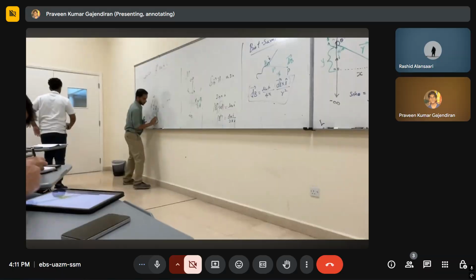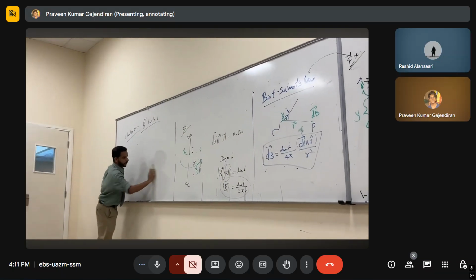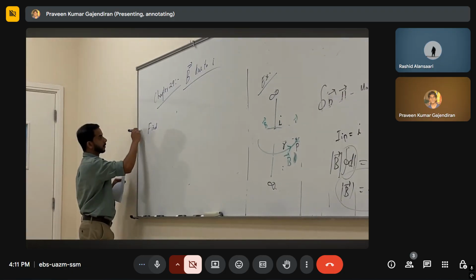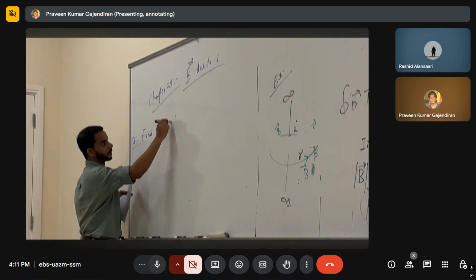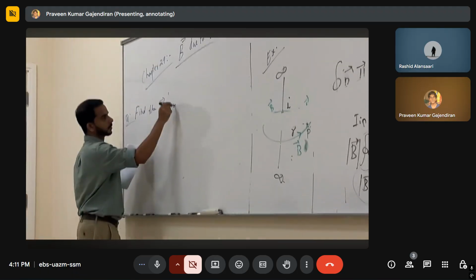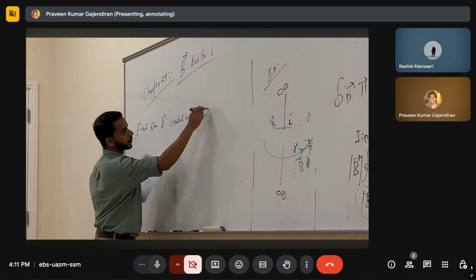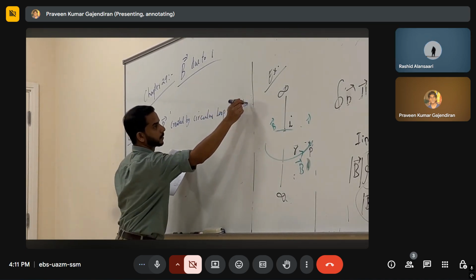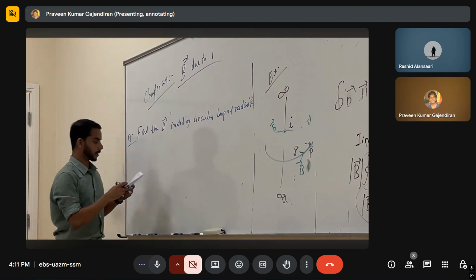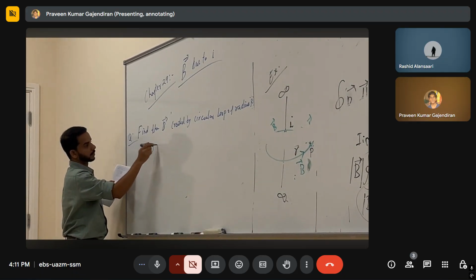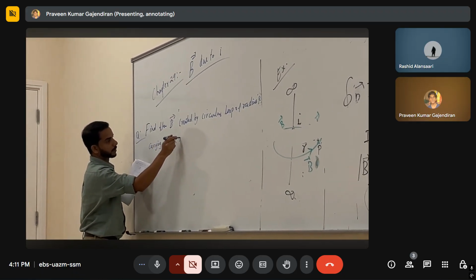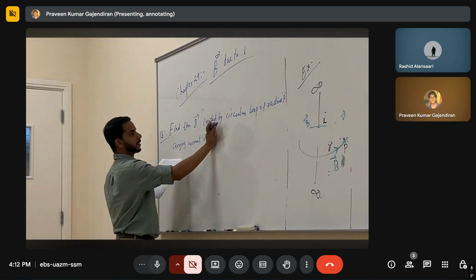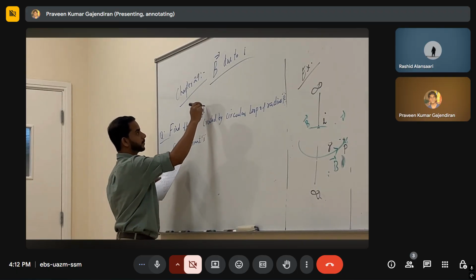When I ask the question for the exam, it's easy for you to understand. Now, I have another question. Find the magnetic field created by a circular loop of radius R carrying current I at its center. So you have to find the magnetic field at its center.